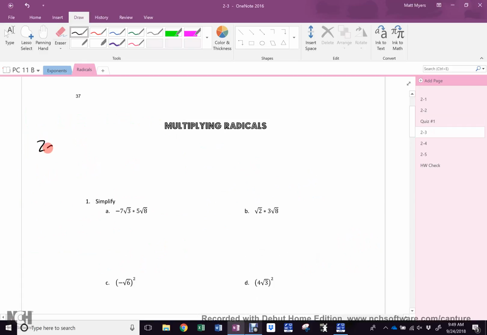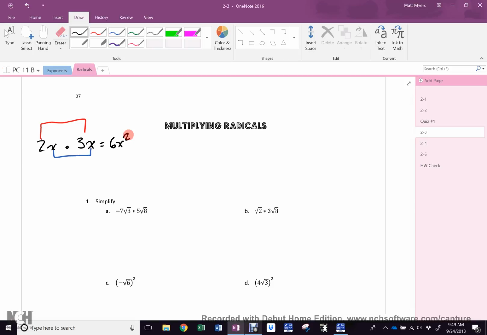If I had 2x and I was multiplying by 3x, what would my answer be? 6x squared. Why? Why is it 6x squared, Burke? That covers the x squareds. Why is it 6? Right. So I got 2 times 3, and I got x times x to get 6x squared. So the coefficients multiply together, the variables multiply together, right?